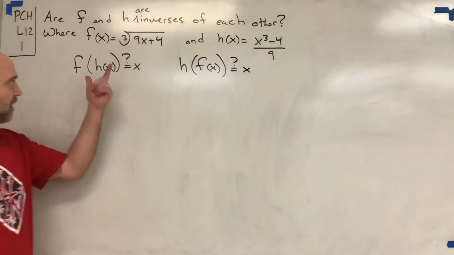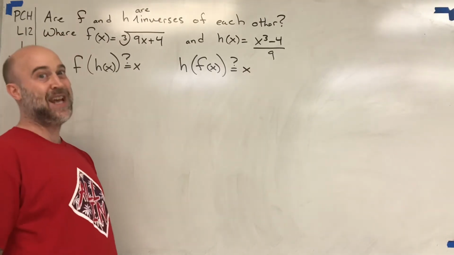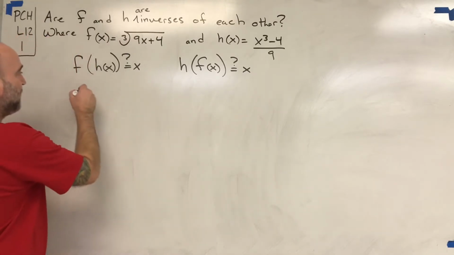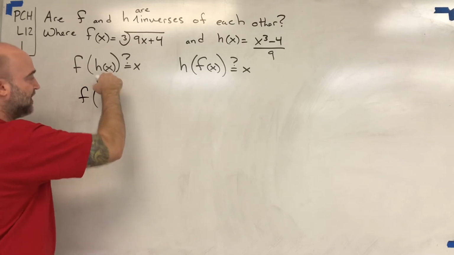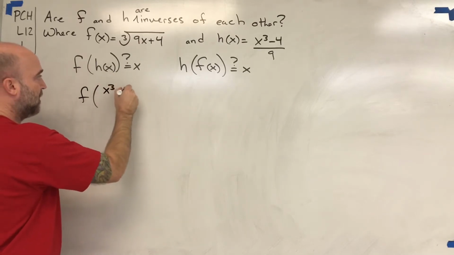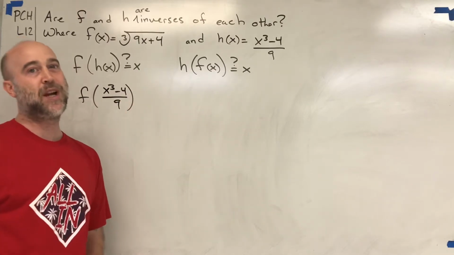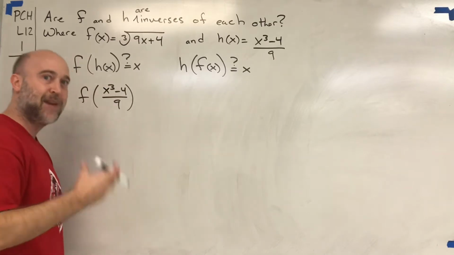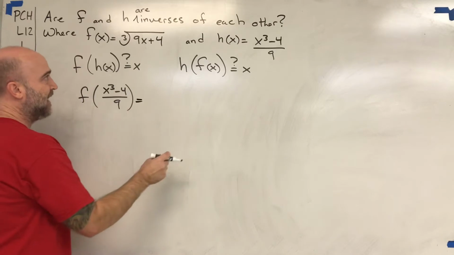So we have to compose each one of these, simplify it all the way down, and see if we're left with just x. So this is very much an algebra exercise. Here's my f function on the outside, and h on the inside. I'm just replacing x with x cubed minus 4 over 9. This is a great example of where I use my skeleton idea, because we're plugging in a function, and a lot of times students get confused when you're plugging into a function. So let's see if I can simplify it.